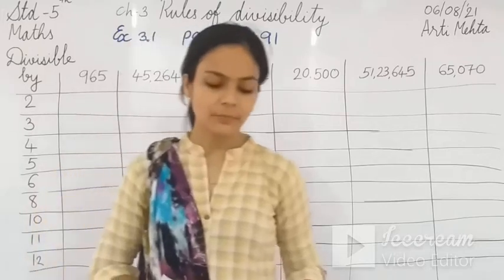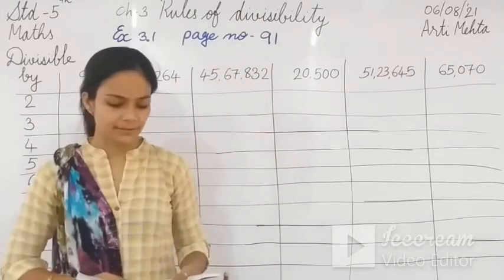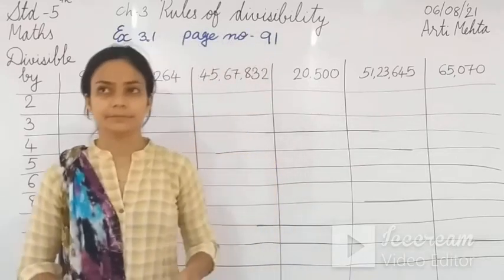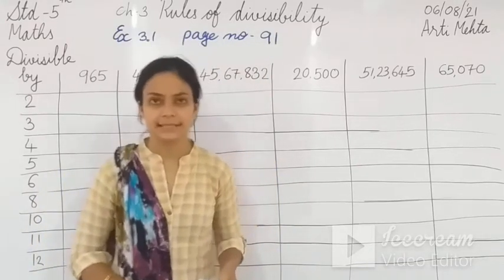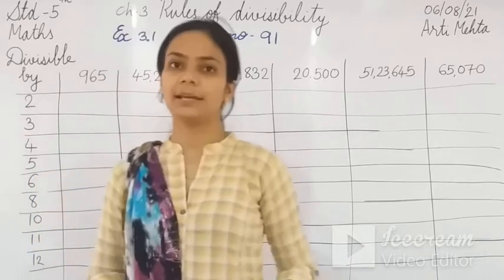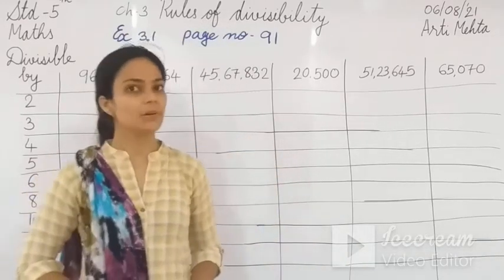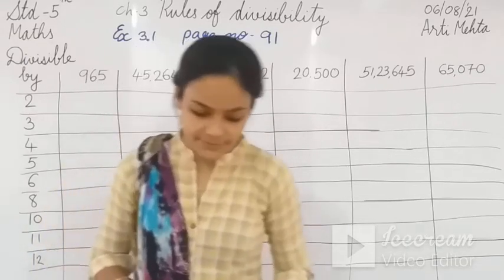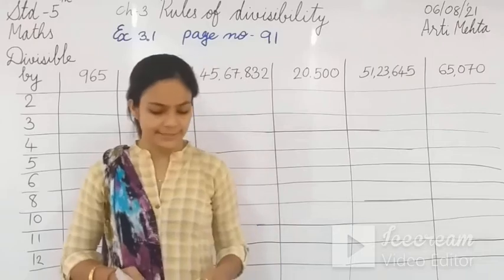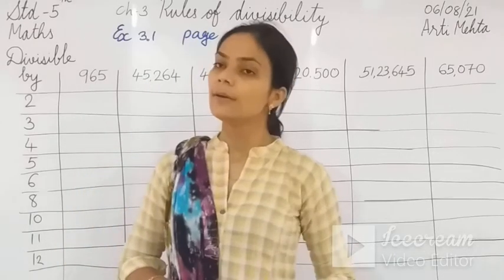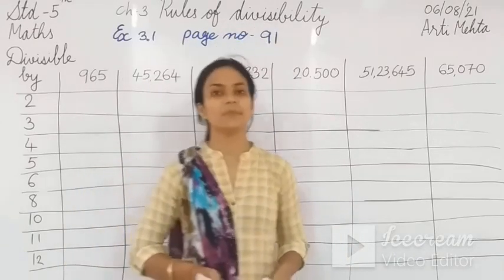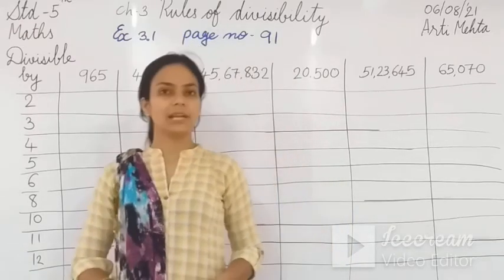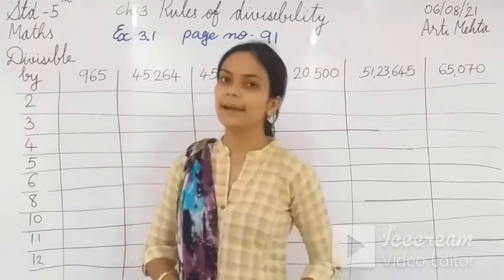Divisibility by 3: a number is divisible by 3 if the sum of the digits is divisible by 3. If the sum of all the digits is divisible by 3, then it is divisible by 3. Divisibility by 4: a number is divisible by 4 if the last two digits of the number are divisible by 4. If the last two digits can be divided by 4, then it is divisible by 4.